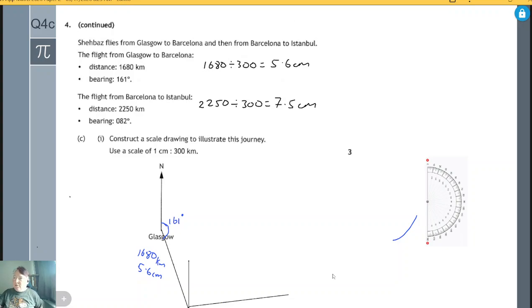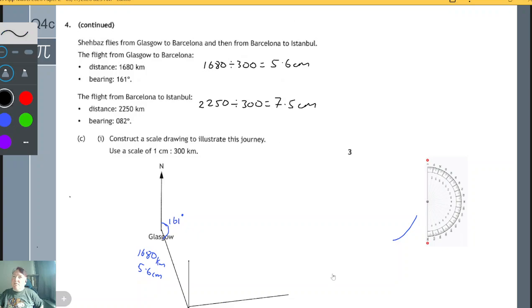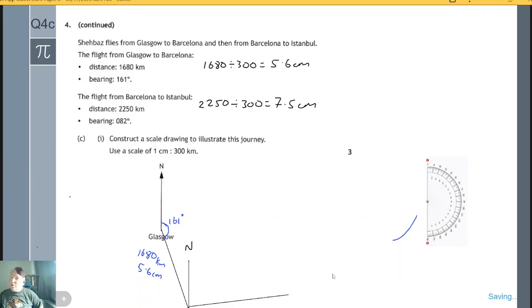So, a few notes to make on this bit so far. I have got north here. I have got my degrees here for my bearing of 082. Remember, bearings are always given as 3 digits. And I've got my distance here of 2250 kilometers, and that was 7.5 centimeters. This is Barcelona.